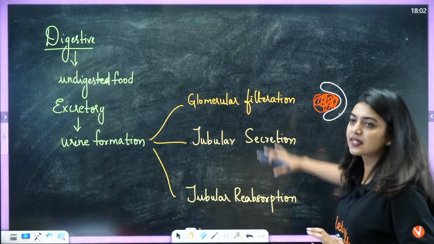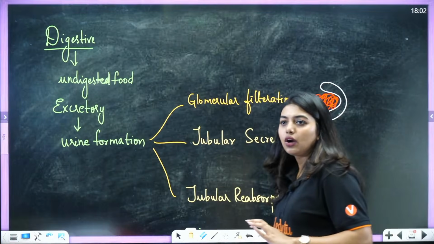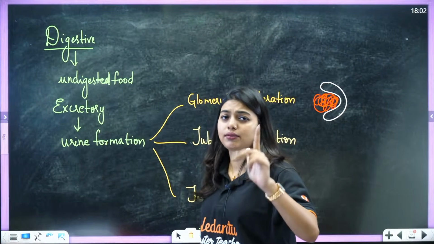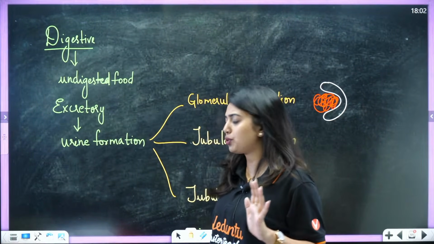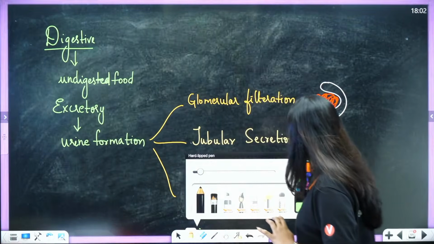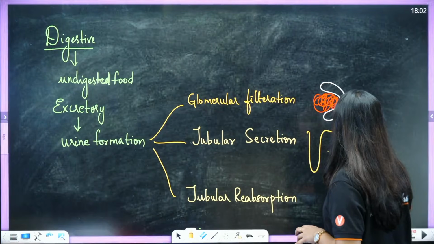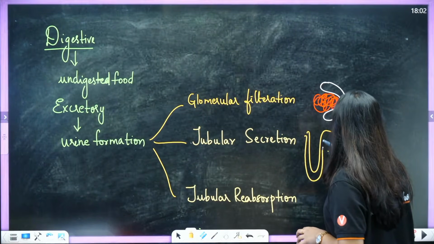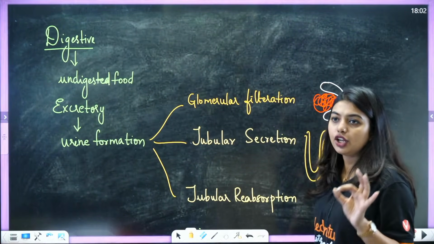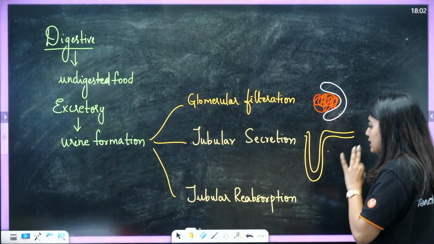Now, these are the 3 steps of your urine formation. Is this clear? This will happen in your tubules, right? That's the word tubular. The word tubular is meaning that here.